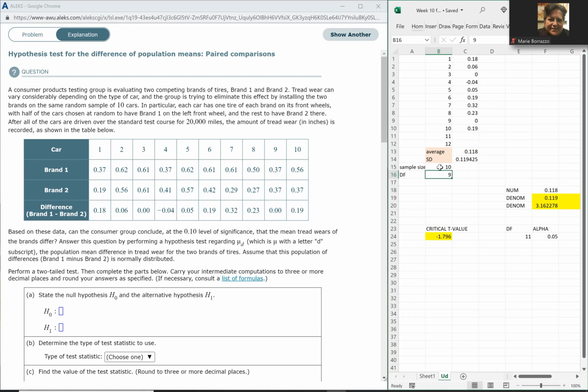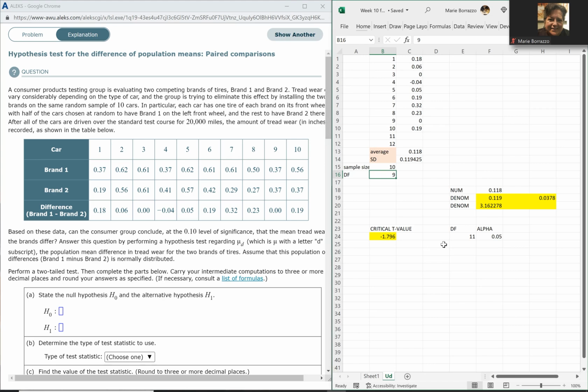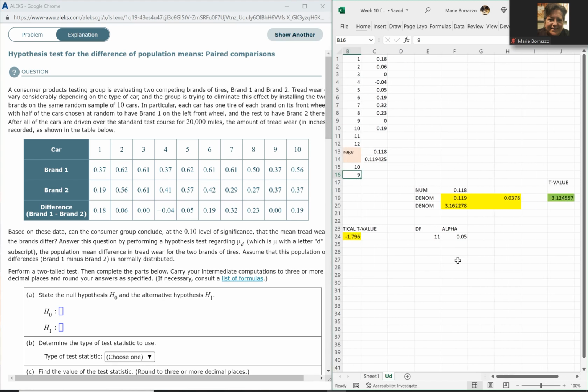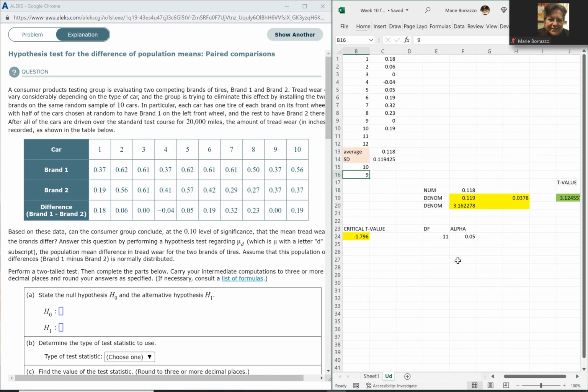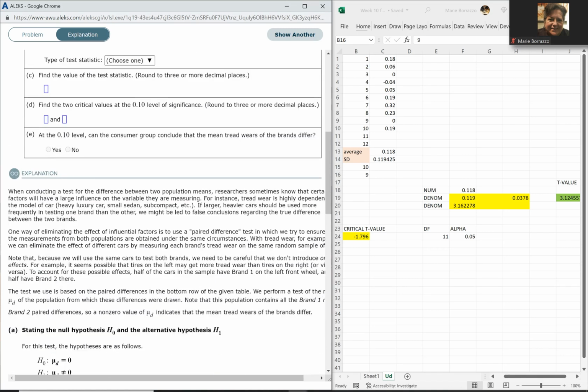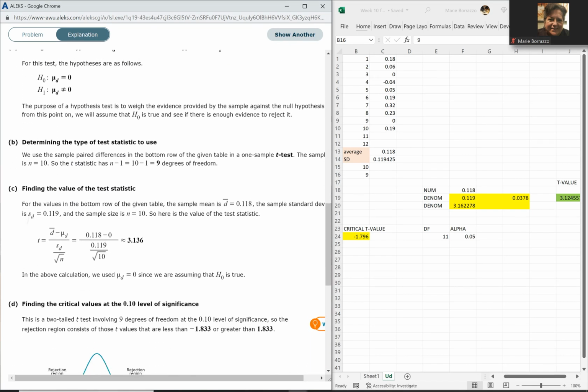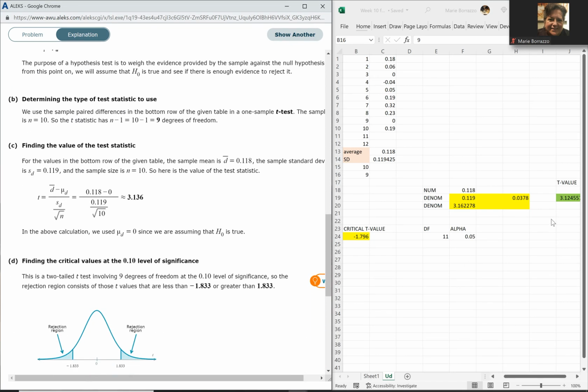Okay, based on this, we have a critical value. We have an actual t-value. So there it is right there. So I'm just going to go into the explanation real quick. If you look at the calculation, this is 3.12. If we round it, it's supposed to be 3.136.